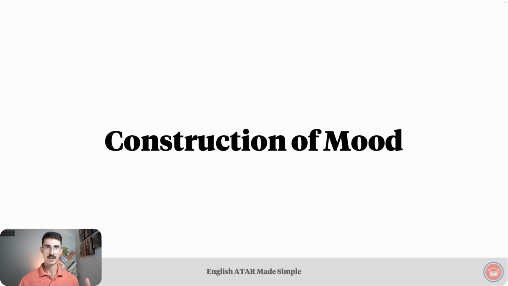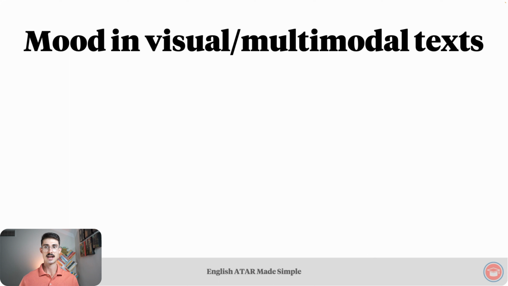Mood is the feeling created by a text, but how exactly is such a feeling created? How is a feeling created by a text? Let's see how this plays out in visual and multimodal texts first. To save time, I'm not going to repeat the term visual multimodal text. I will just refer to this as simply visual texts.